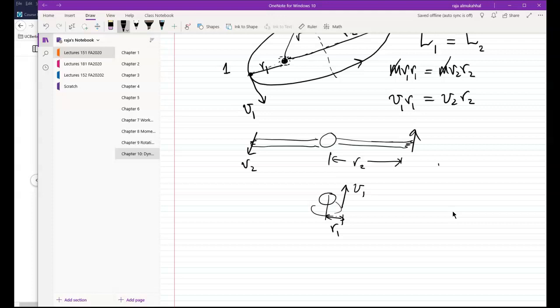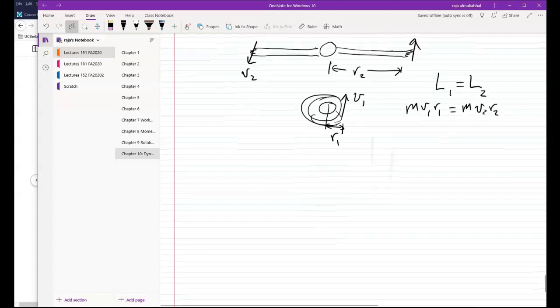Well, in order for L1 to be L2, m v1 r1 equals m v2 r2, the angular momentum. She starts spinning really fast here, just because she brought her arm towards her body or to her sides. You see what I'm saying? That's the essence of conservation of angular momentum.